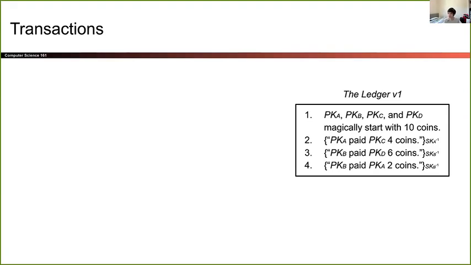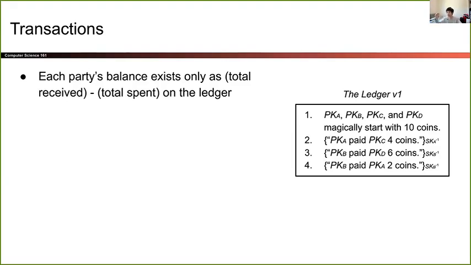8. And how did you figure that out? Right, 10 minus 4 plus 2. We just went through and did math. So we know that somehow everyone starts with 10 coins. Then Alice lost 4 coins because of transaction 2. Then Alice gained 2 coins because of transaction 4. So we're going to define that each person's balance is just how much they have ever received minus how much they've ever spent on this ledger.